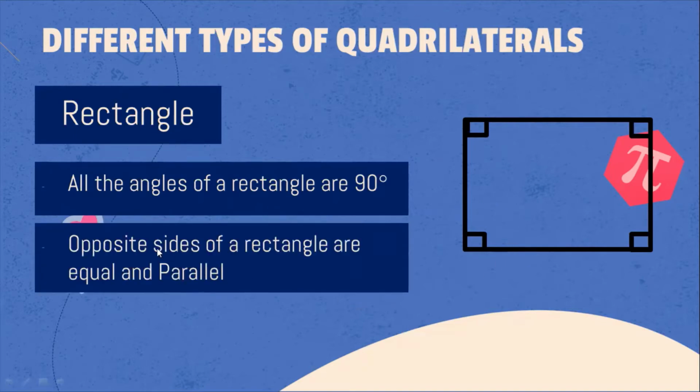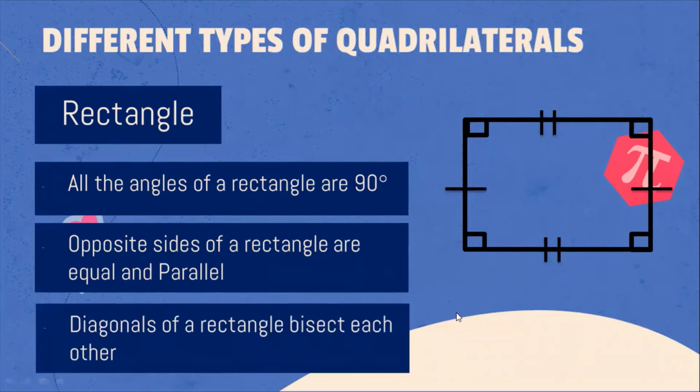Next one, opposite sides of a rectangle are equal and parallel. Another one, diagonals of a rectangle bisect each other. That means it divides the angle into two equal parts. As you can see, it divides the angle into two equal parts. Those are the characteristics or attributes of a rectangle.